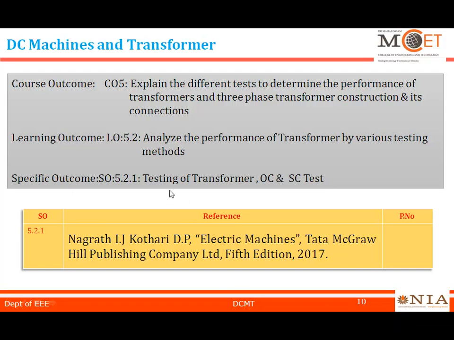The learning outcome is to analyze the performance of a transformer by various testing methods. The specific outcome is testing of transformers. In that, we are going to discuss the OC and SC tests. For more reference, refer to Nagrath and Kothari, Electrical Machines.